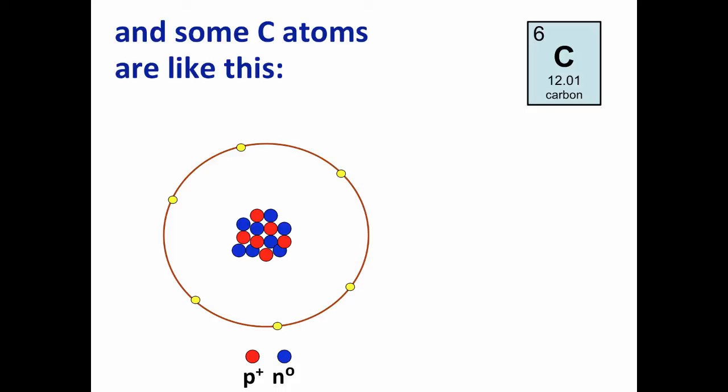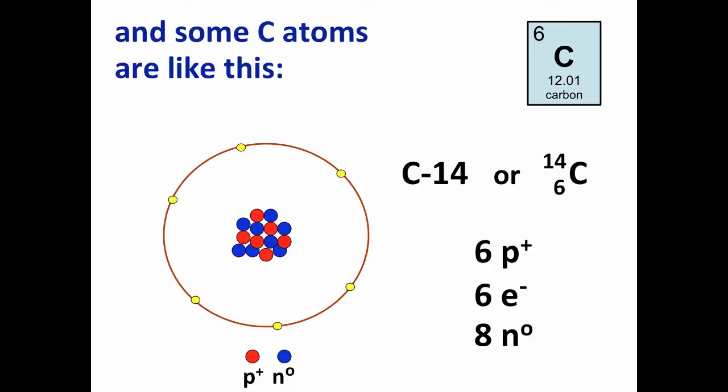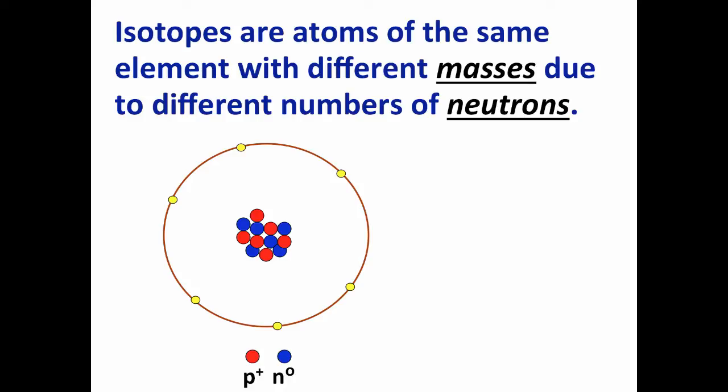And some carbon atoms are like this. So once again, look closely. Notice one more neutron. So now we have 8 neutrons along with the 6 protons and 6 electrons. And this is an atom of what's called carbon 14. Now it turns out in nature, most carbon atoms are carbon 12. There's a few carbon 13s, a few carbon 14s, and in fact there are other what are called isotopes of carbon. And those are atoms of the same element that have different masses because they have different numbers of neutrons. So with our example of carbon, we have carbon 12 with 6 neutrons, we have carbon 13 with 7 neutrons, and we have carbon 14 with 8 neutrons.